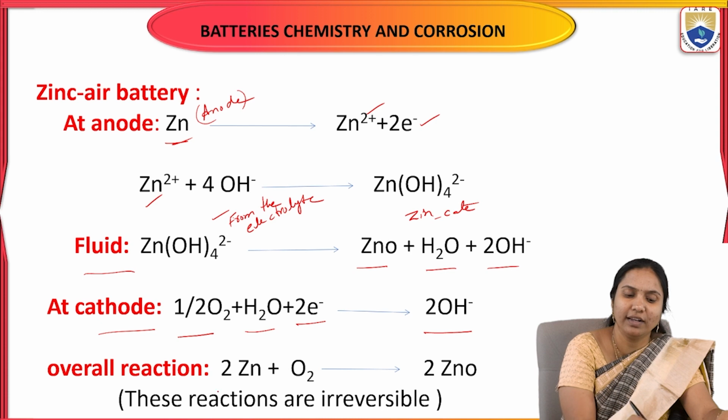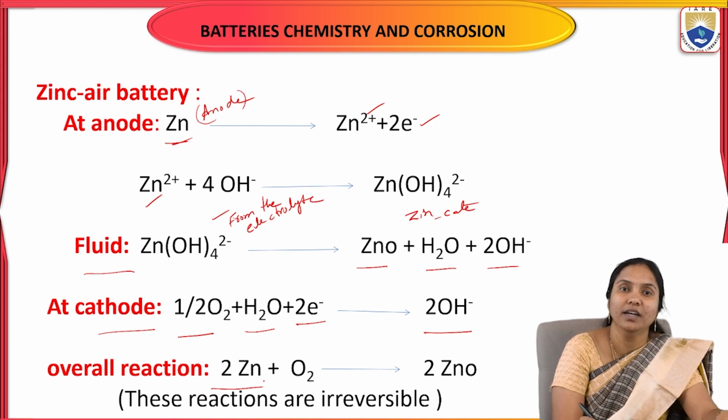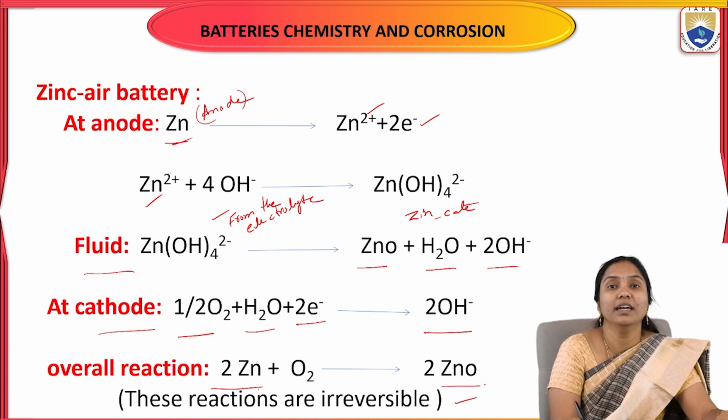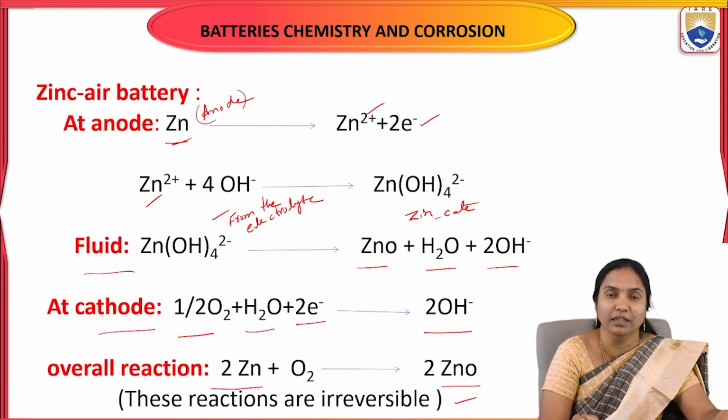So what is the overall reaction in this zinc air battery? Zinc acts as anode, oxygen acts as cathode, then forms zinc oxide. And these reactions are irreversible because it is a primary battery. Primary battery means the cell reactions are not reversible. Once we use this battery, it becomes dead. Only discharge reactions take place. We cannot recharge it.